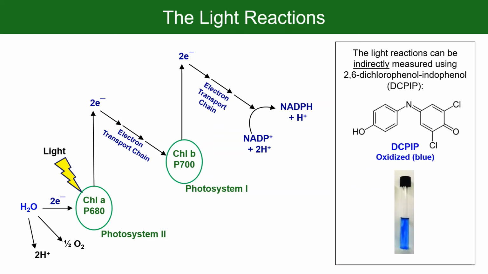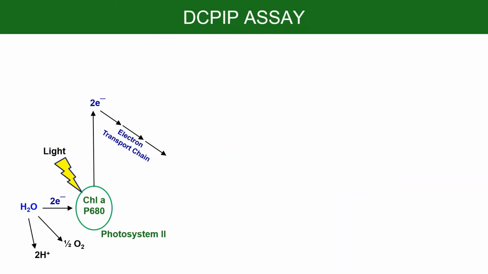So we are going to measure the photosynthetic rate by mixing the chloroplast suspension with a chemical called 2,6-dichlorophenol indophenol. We're just going to call that DCPIP for short. So in its oxidized form, DCPIP is a dark blue, but in its reduced form, it is colorless. So let's take a look at how that assay works.